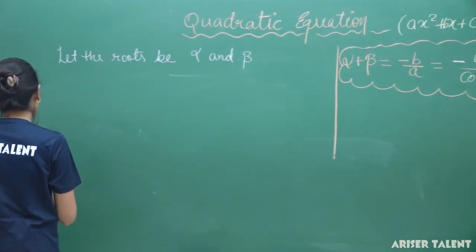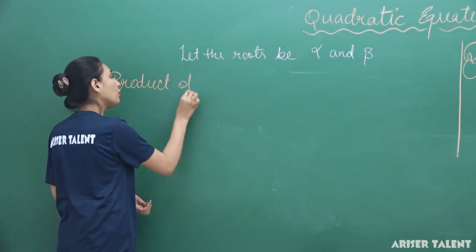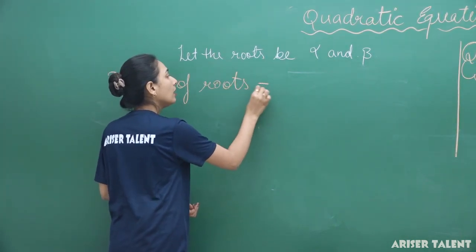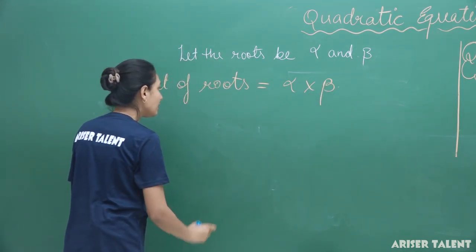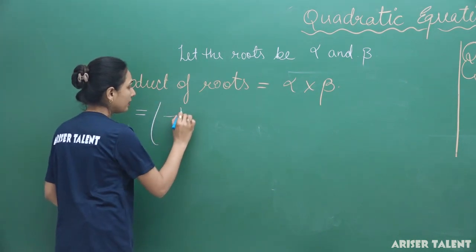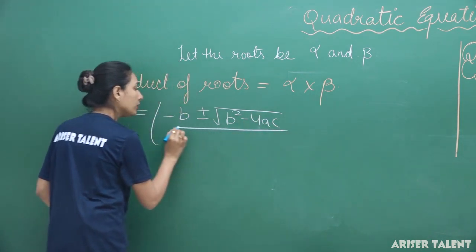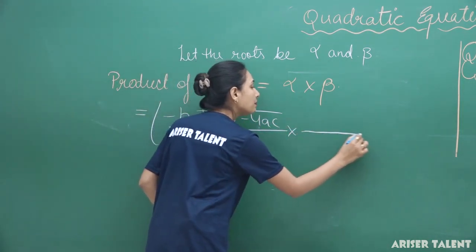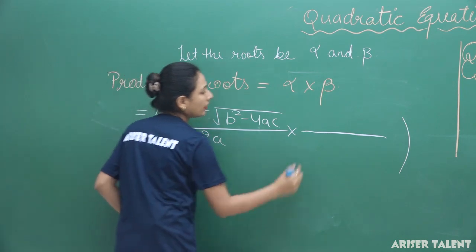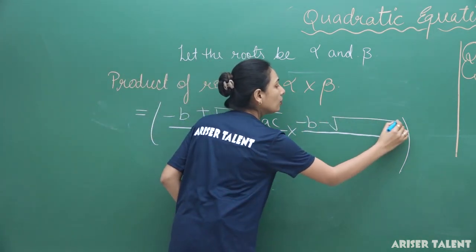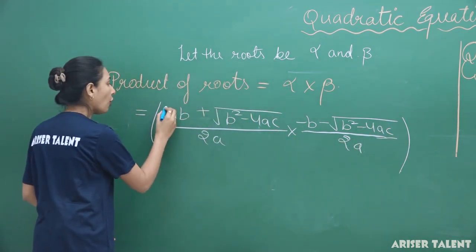Now, if I talk about the product of roots, what will that be? Simply alpha multiplied by beta. Now put the value of alpha and beta, it's simple as that. Minus b plus root b square minus 4ac upon 2a, and that will be multiplied by minus b minus, this time, root b square minus 4ac upon 2a.